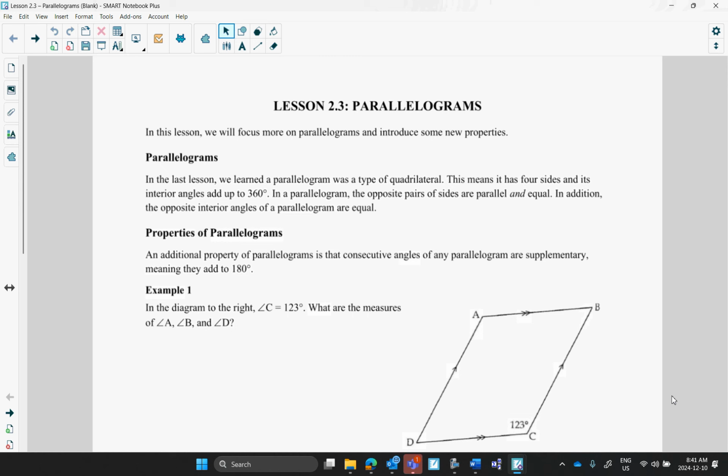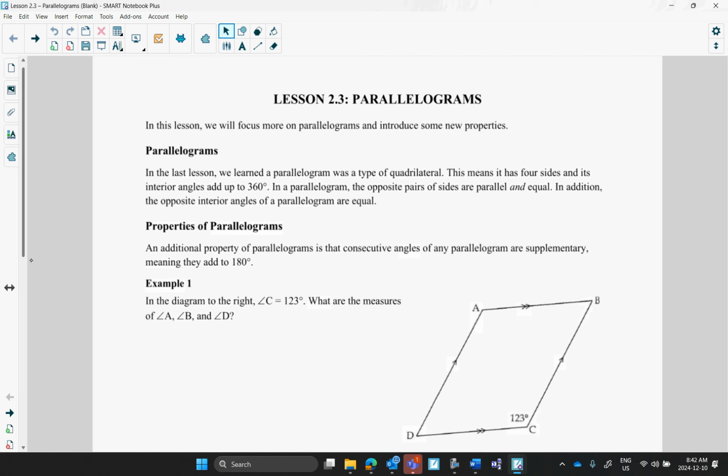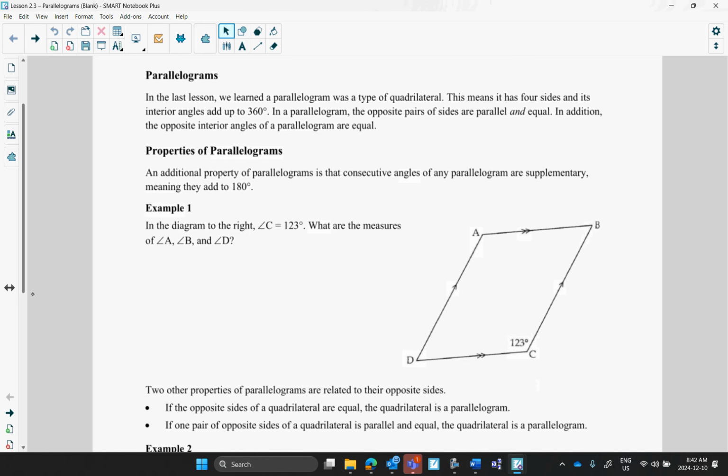So we're just going to take a little bit of extra time on parallelograms. Okay? And remember, a parallelogram is a type of quadrilateral where the opposite sides are parallel and the opposite sides are equal. And the pairs of opposite angles in a parallelogram are equal. And an additional property: consecutive angles, which mean two angles that share a side, or at the ends of one side, are supplementary, which means they add to 180 degrees.